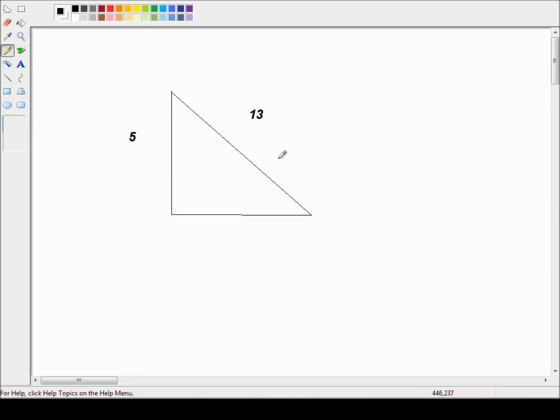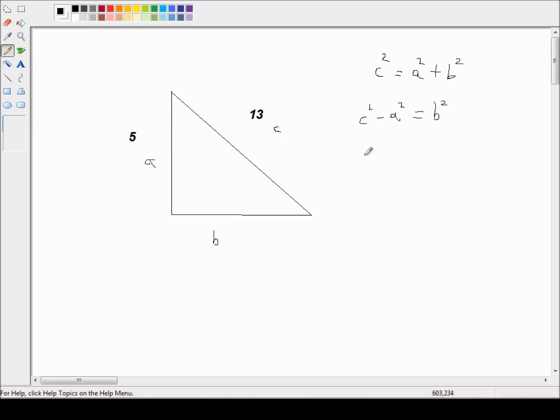Okay, let's do one more, and in this case let's label them A, B, C. In this case it's the other leg that's missing. So again we've got Pythagoras' theorem says C squared is equal to A squared plus B squared. So this time we have C and A, but it's B we're missing, so let's subtract A squared from both sides of the equation. So C squared minus A squared is equal to B squared.